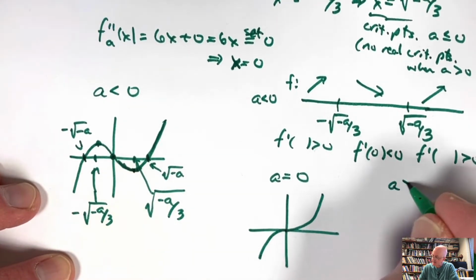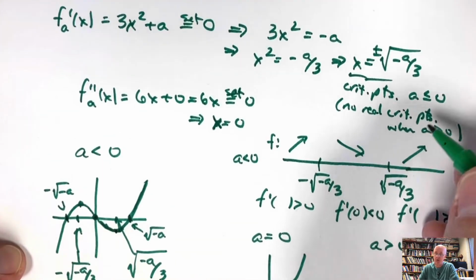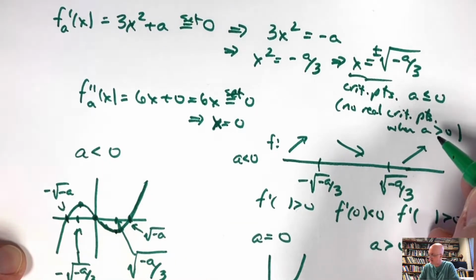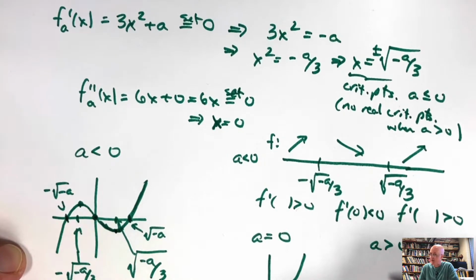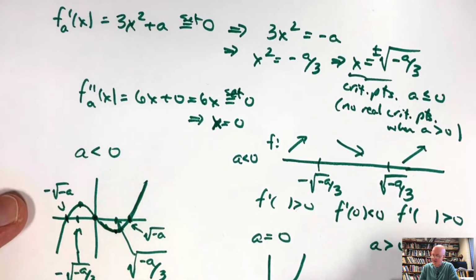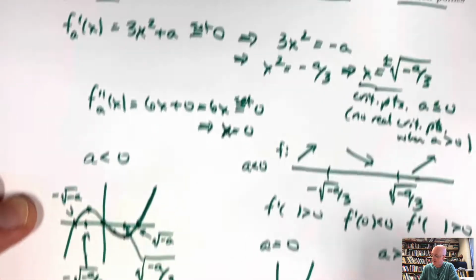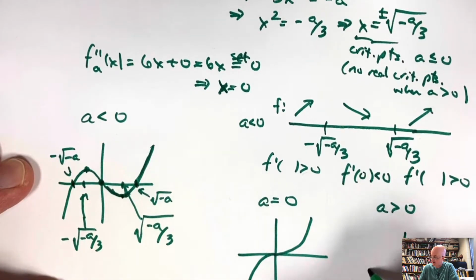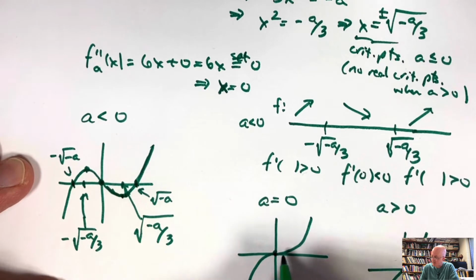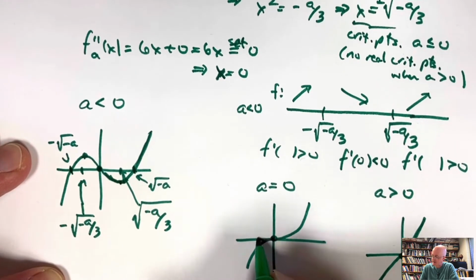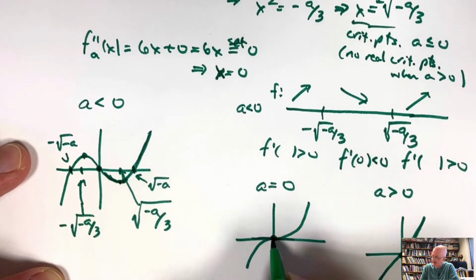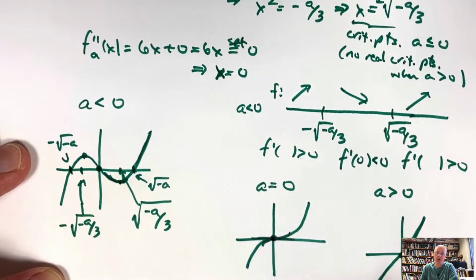And when a is positive, there are no real critical points at least. There are imaginary critical points. Also, if you think about it, the first derivative in that case, when a is strictly positive, is always going to be positive. The function is always increasing and always has a positive slope. It's going to look more like this. But there will still be an inflection point at the origin in all these cases. By the way, in the case where a equals 0, there is still a critical point at x equals 0. The tangent line is still horizontal there, but it's neither a local max nor a local min.